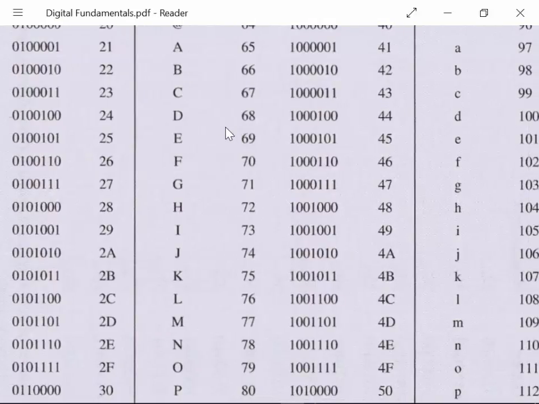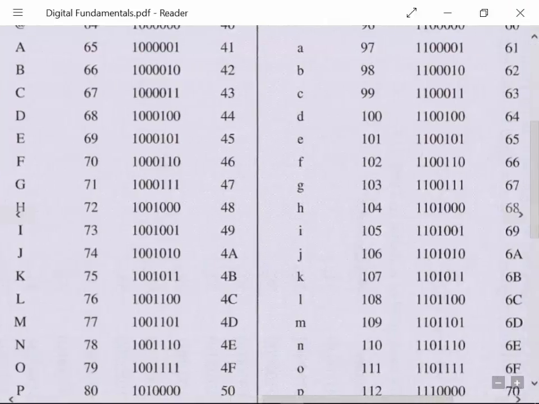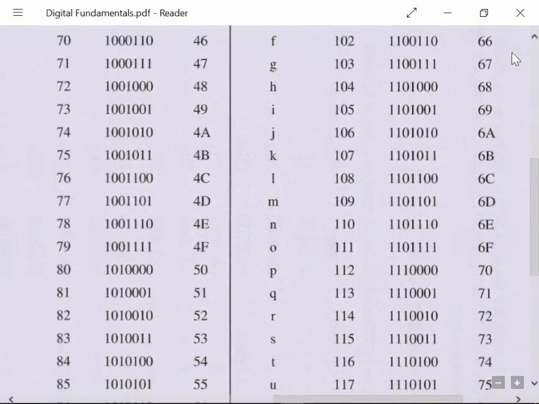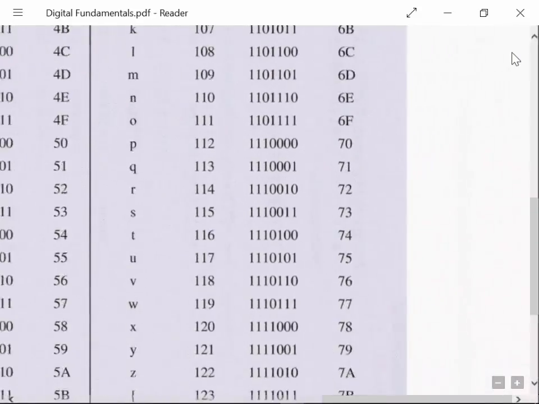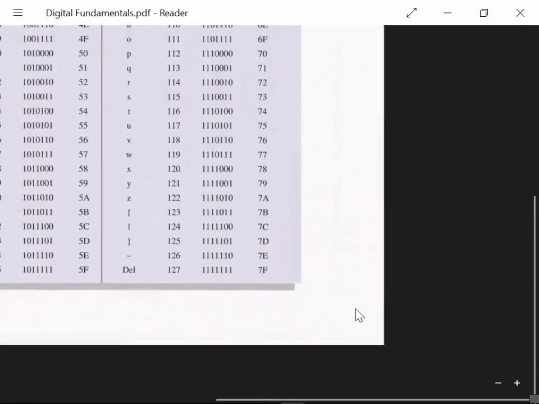The capitals are not the same as the lowercase. You notice that they're 32 apart from each other. So this is 41, and this is 61. They're all in order right there, and it ends with the delete key being number 7F. That's the standard ASCII character set.